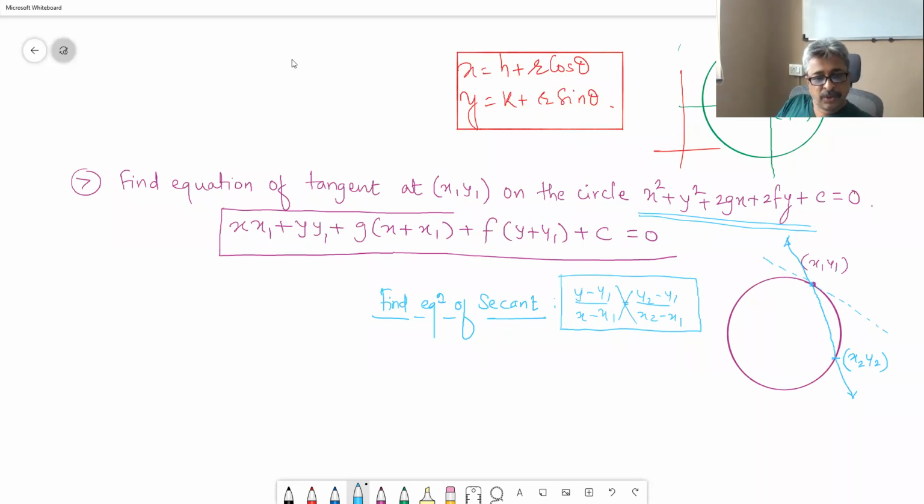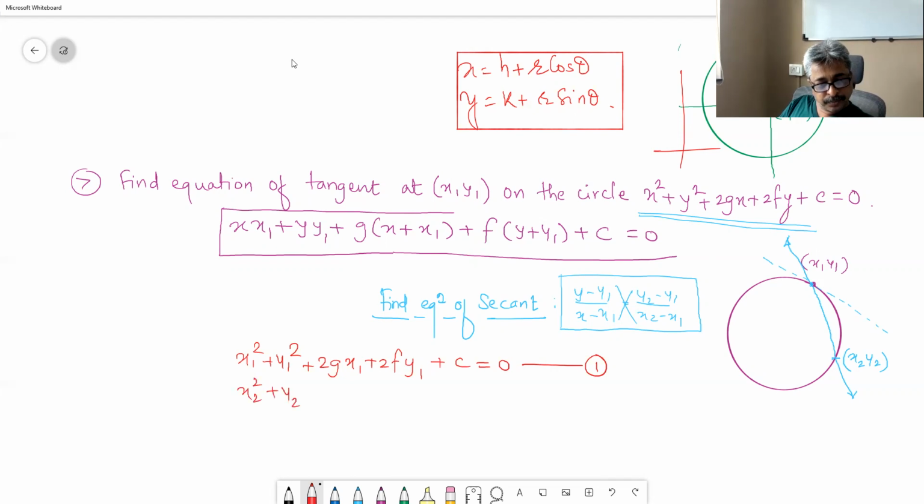Okay, so what should we do? We should first say that (x1, y1) satisfies the circle. Therefore, x1 square plus y1 square plus 2gx1 plus 2fy1 plus c is equal to 0, equation number 1. Similarly, (x2, y2) also satisfies: x2 square plus y2 square plus 2gx2 plus 2fy2 plus c is equal to 0. This is equation number 2, correct?